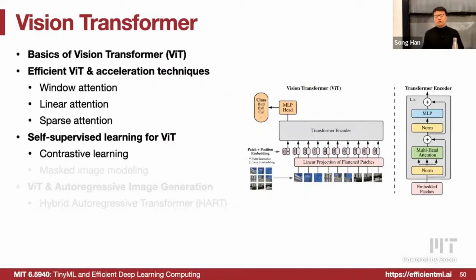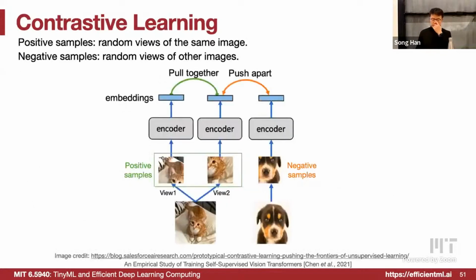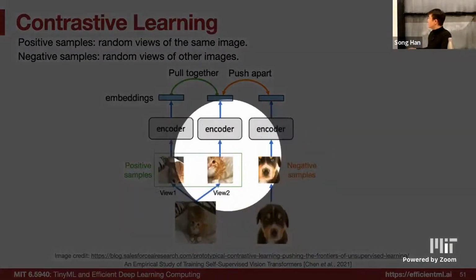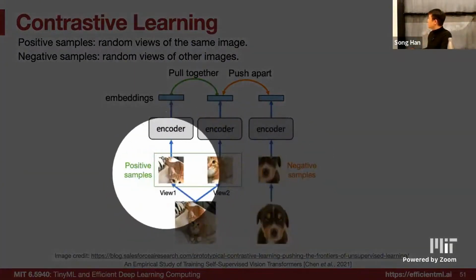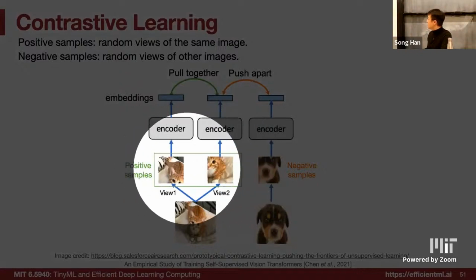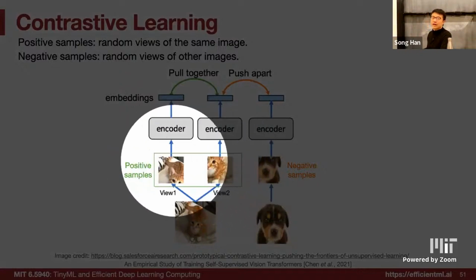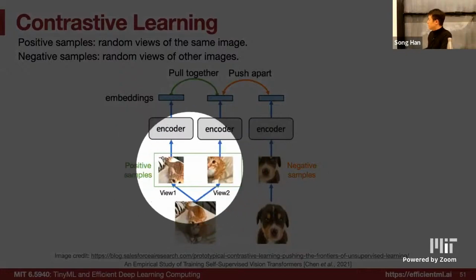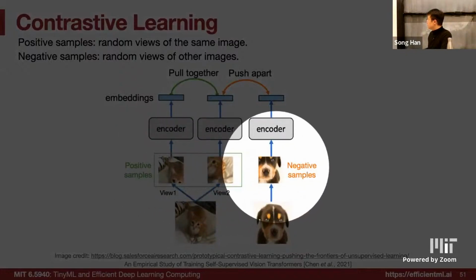We are going to talk about 2 techniques. One is using contrastive learning. The other is using masked image modeling. Contrastive learning basically consists of positive samples and also negative samples. Given a cat, we're going to give 2 views of the same cat. This is one view, this is another view. They are both cats, so we tell it those are positive samples. And then we have a negative sample, which is a dog.